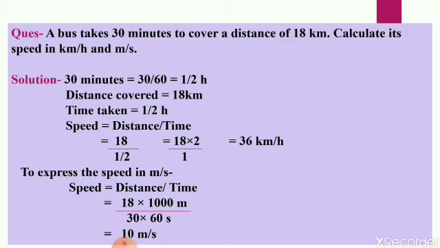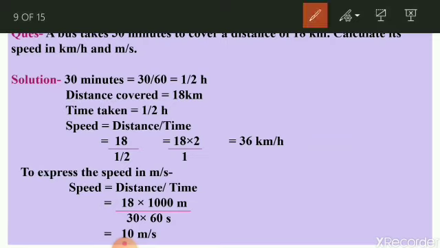Our next question is, a bus takes 30 minutes to cover a distance of 18 kilometer. Calculate its speed in kilometer per hour and meter per second. So the bus is taking 30 minutes to cover the distance of 18 kilometer, and we have to find out the speed in kilometer per hour and meter per second.